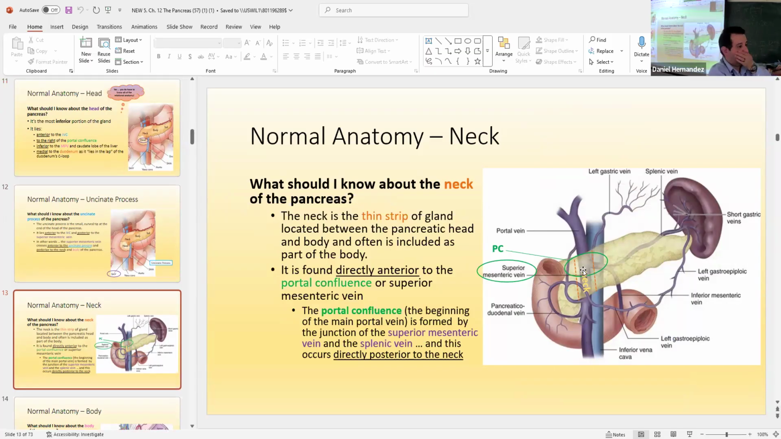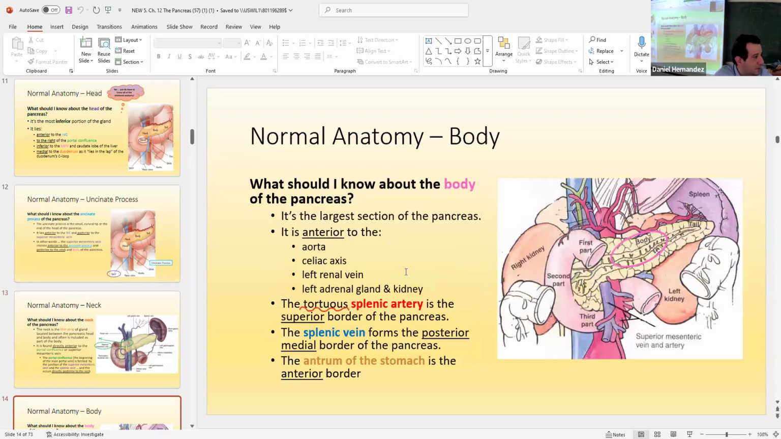We know that the neck sits anterior to the portal confluence. And then it's superior to the main portal vein. I'm sorry, superior to the superior mesenteric vein, so SMV. Portal confluence there. Let's see.